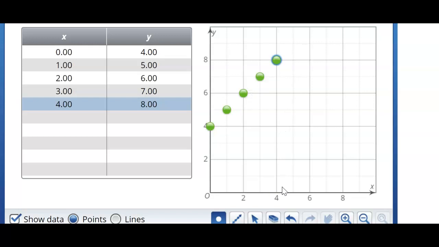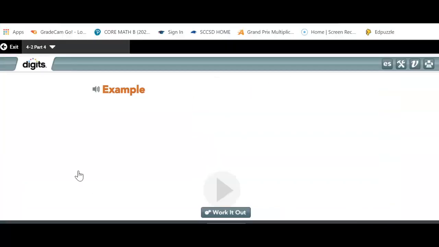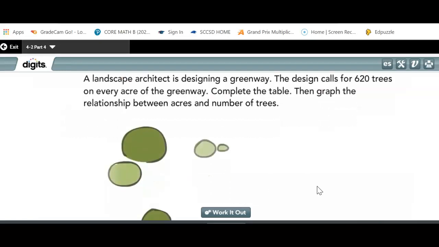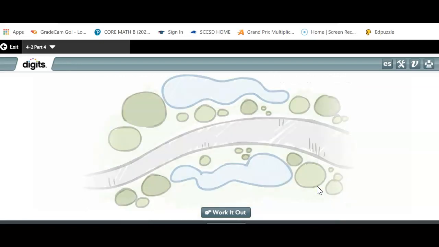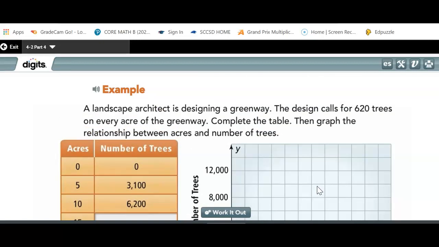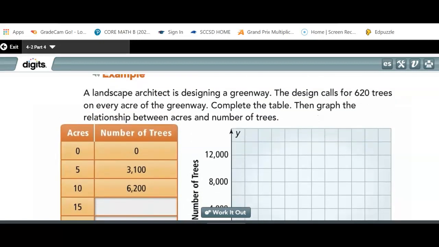All right, hopefully you're doing all right with these graphs and you're showing your work in your guided notes. We have a couple more sections to go here. We're going to go ahead and move on to 4.2, part 4 of your guided notes. And there's a little video that goes along with it. Not much of a video, but a little bit counts.